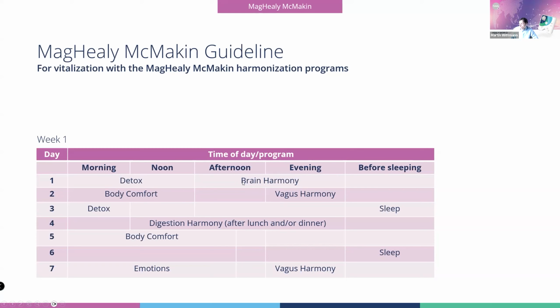So brain harmony, I really can recommend. I used it many times on my father or sister. So when they are a little out of balance, I always say, okay, let's do just a small brain harmony program, and then they really calm down. And yeah, after that, they usually smile and are in a good mood. That's quite positive. In the second day, we have body comfort and the vagus harmony in the evening.